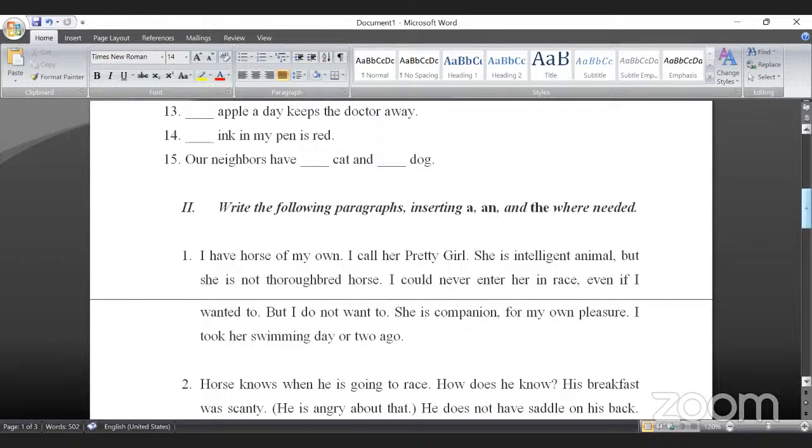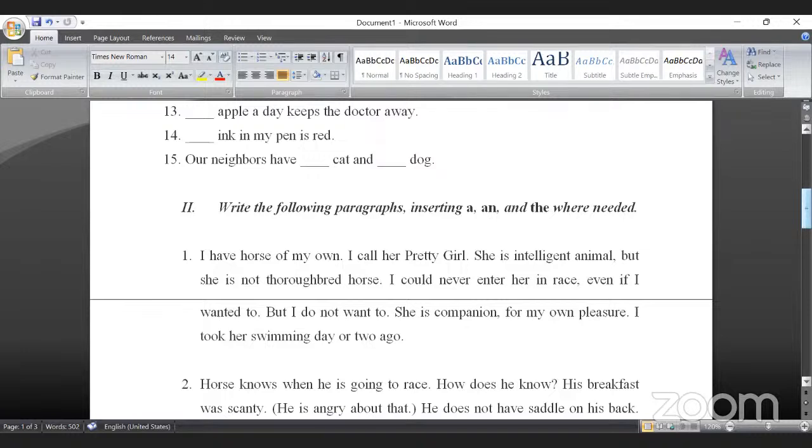Last one: our neighbors have dash cat and dash dog. A cat and a dog. Why the indefinite article here? Because cat and dog are singular here. Yeah, one cat and one dog.